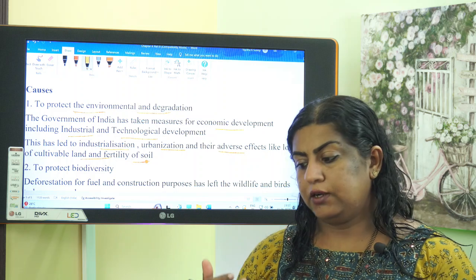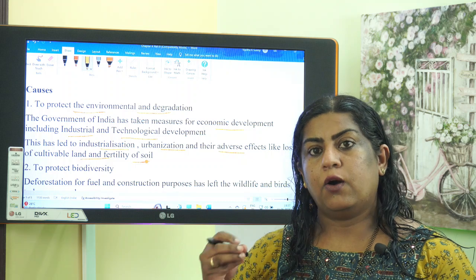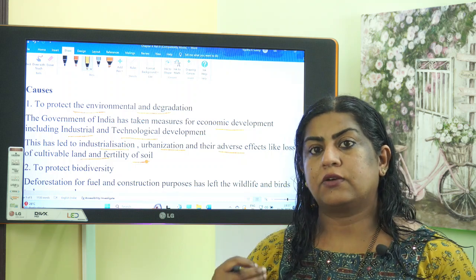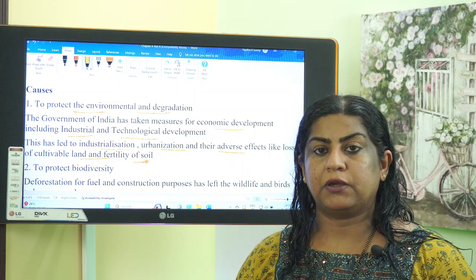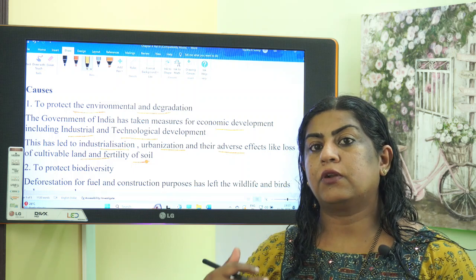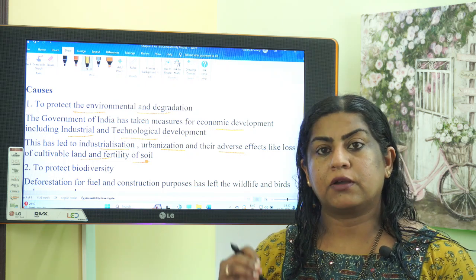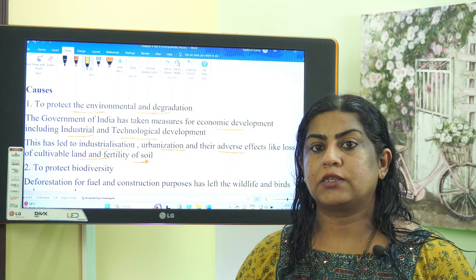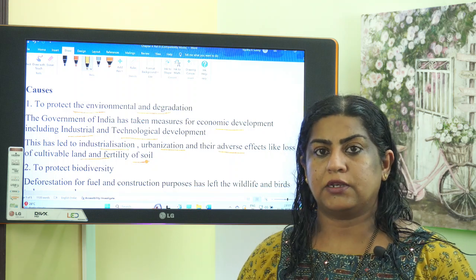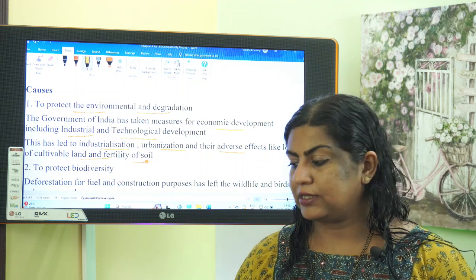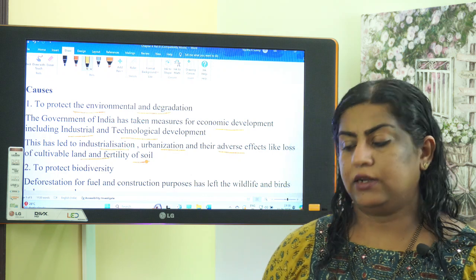This led to industrialization and urbanization, the development of cities. All these led to negative effects like loss of cultivable land and fertility of soil, because more and more industrialization, urbanization and construction came, and this had an effect on the environment. So to protect our environment from all these things, the environment movement started. So that is to protect against environmental degradation.